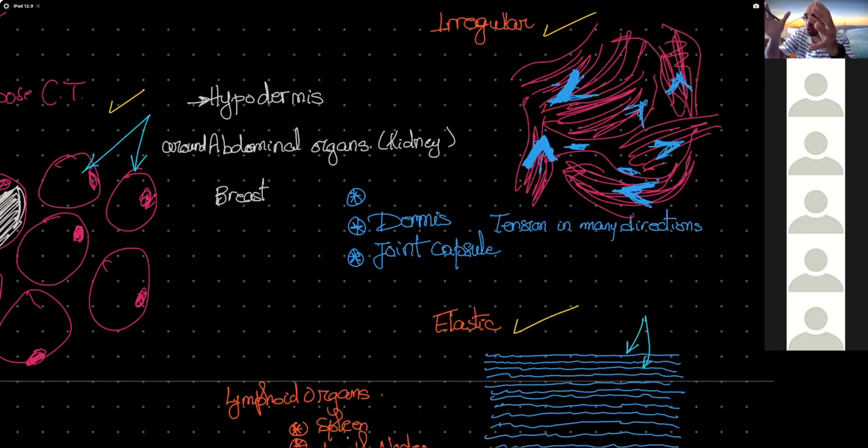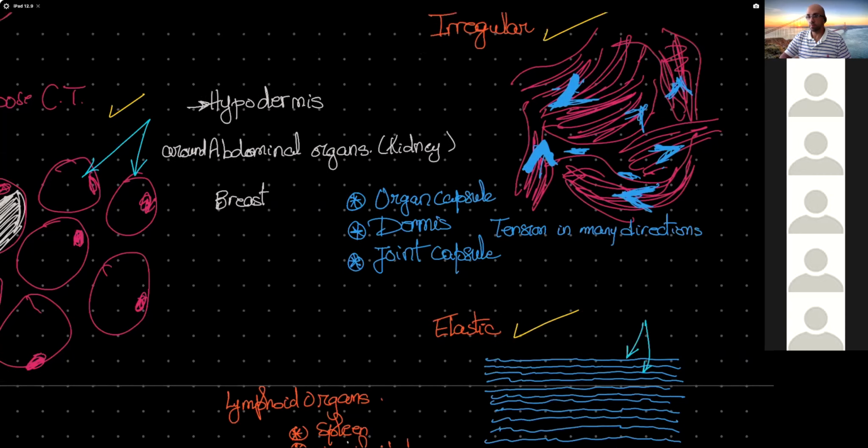So what do we call the connective tissue around the abdominal organs that keeps moving up and down and to the sides if I'm running, if I'm moving? It's going to be the organ capsule. Easy.